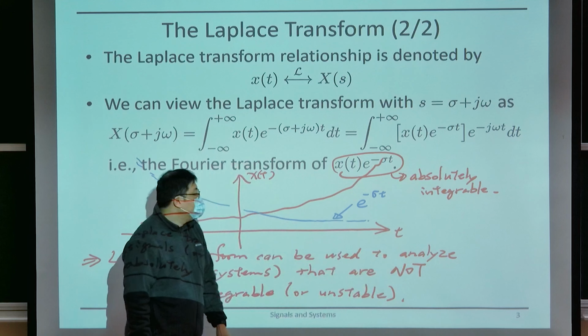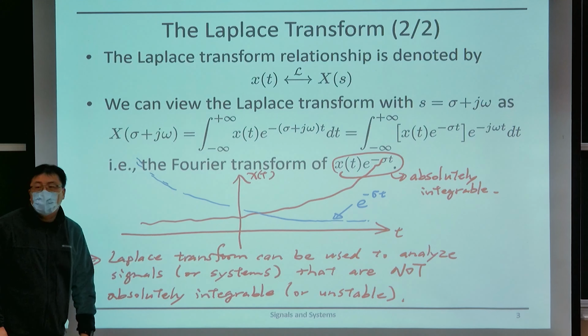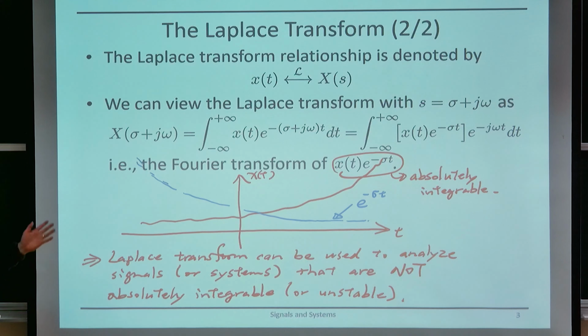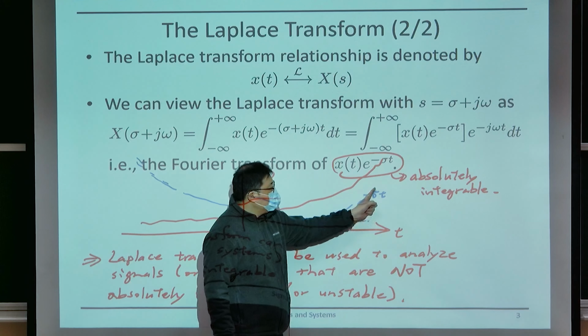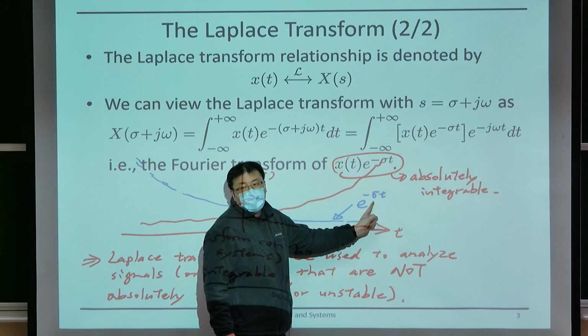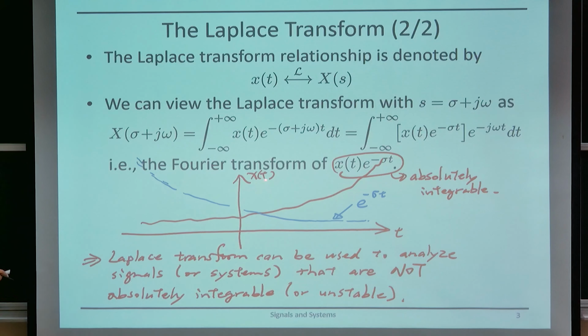If you have a signal that is growing to the left, then you would have a region of convergence going to the left. So the region of convergence really corresponds to how large or how small we need this sigma to be in order to suppress the growing part of the original signal x(t).